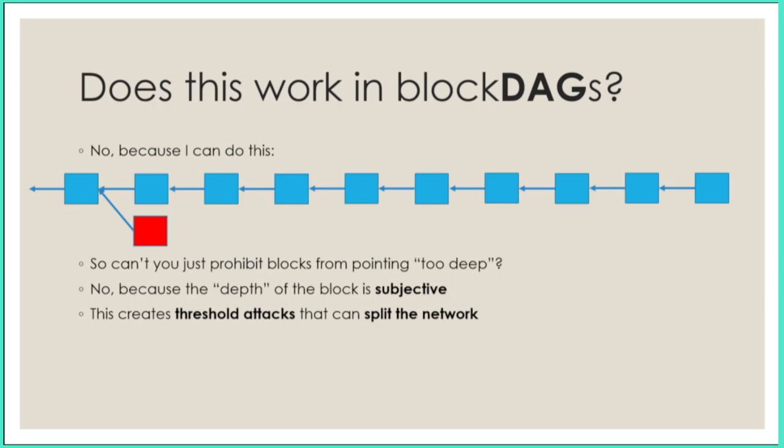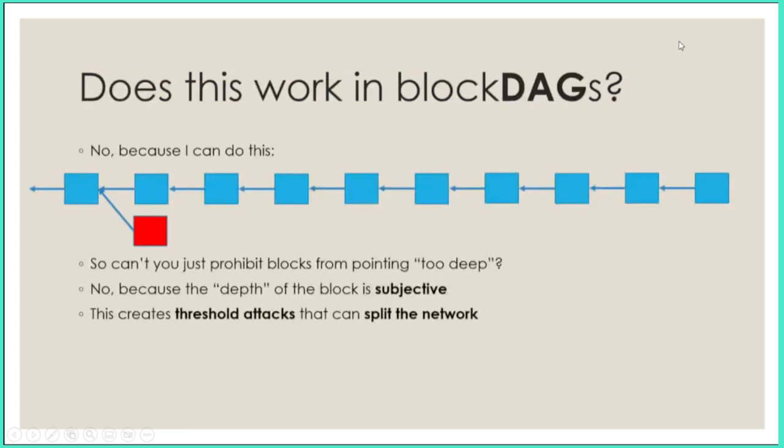This is what we call a threshold attack. Essentially, thresholds are bad. Thresholds that rely on anything other than the structure of the DAG and objective data, which is consistent for everyone, can split the network like that. And as you see, it's a very deadly attack. Again, think about it. An adversary posts one well-timed block and the network splits into two inconsistent states. This is incredibly bad.